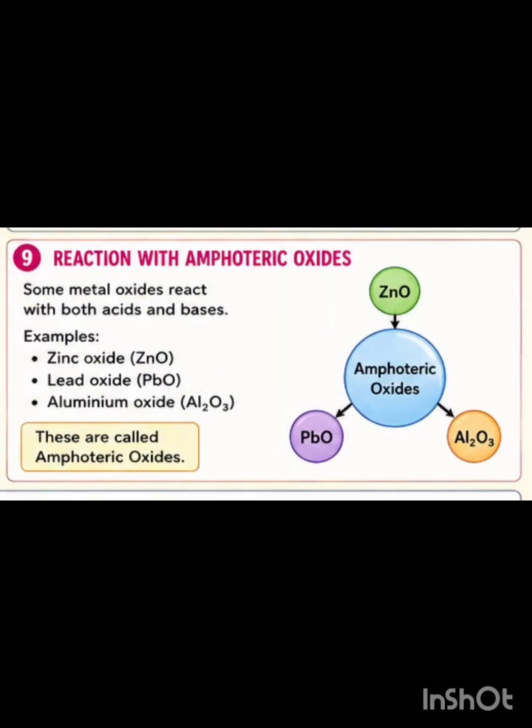Now this is a new topic, that is amphoteric oxides. ये वर्ड आपने पहले नहीं पढ़ा है, इसको पहले समझ लीजिए. What are amphoteric oxides? Basically there are some metal oxides जो एसिड्स के साथ भी रिएक्ट करते हैं और बेस के साथ भी रिएक्ट करते हैं. Some metal oxides react with both acids and bases.